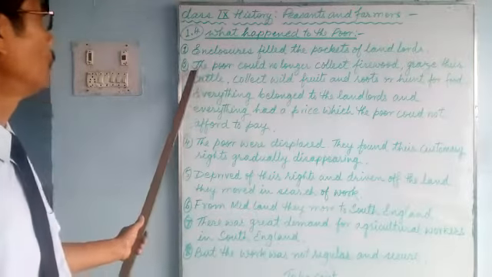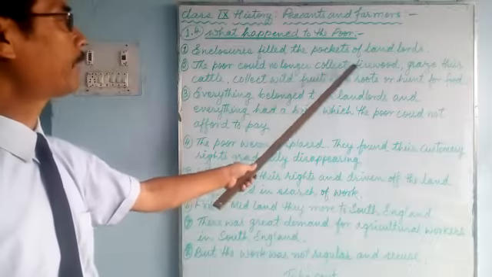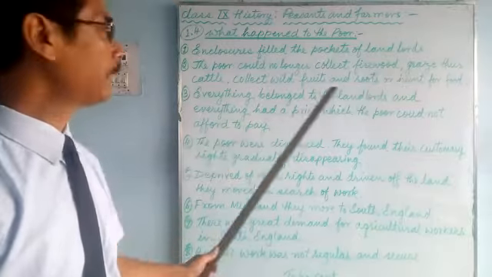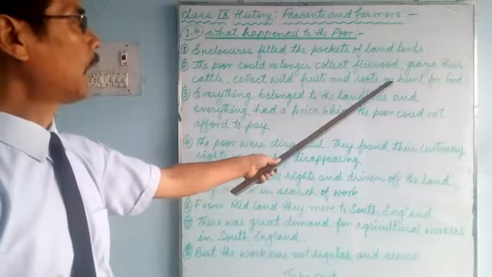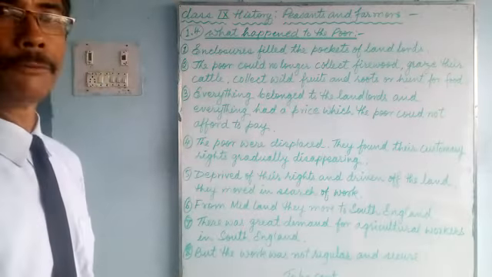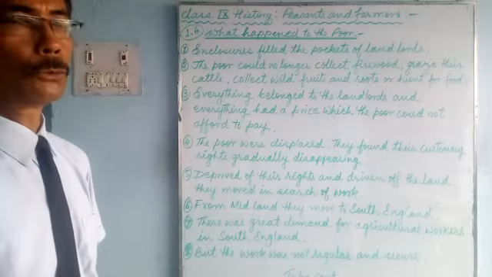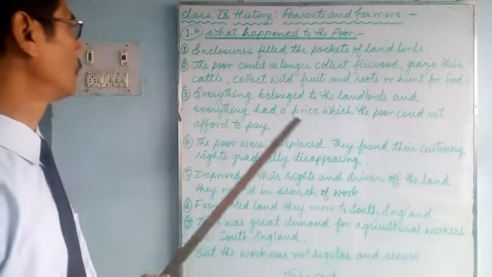Number two, the poor could no longer collect firewood, graze their animals, collect wild fruits and roots, or hunt animals for food, for their survival. They could no longer do these activities.